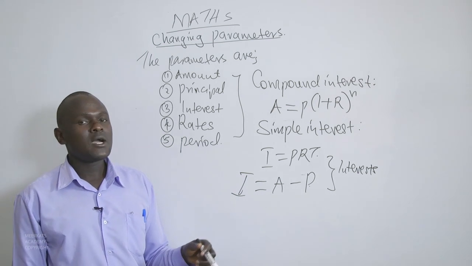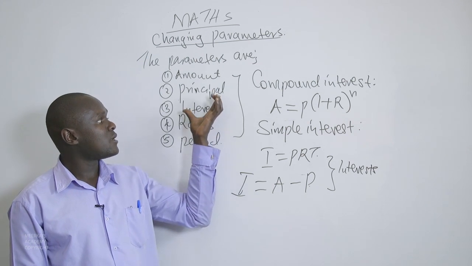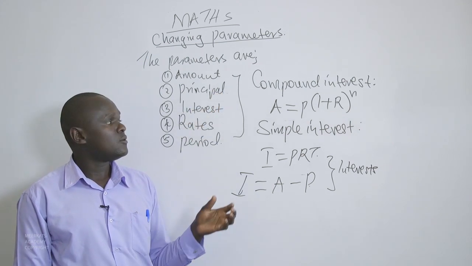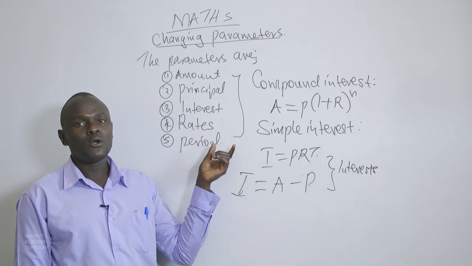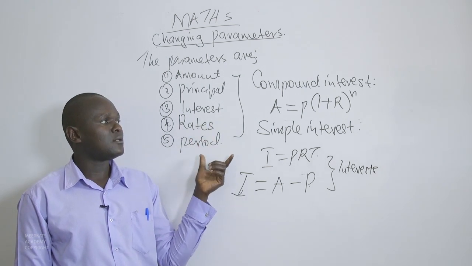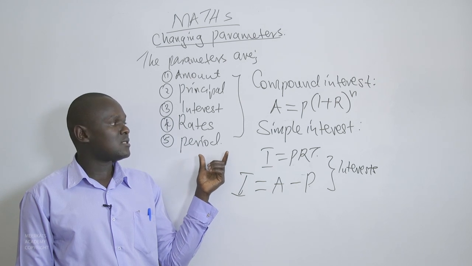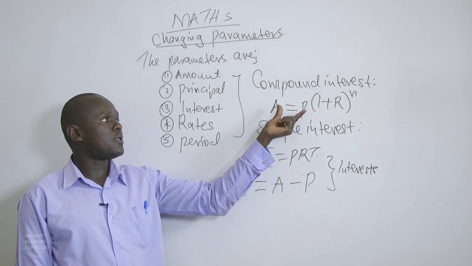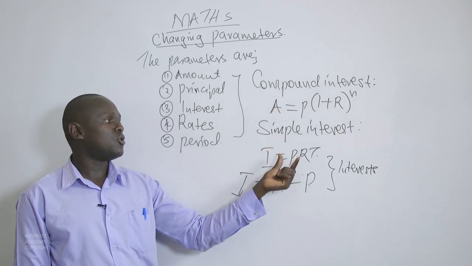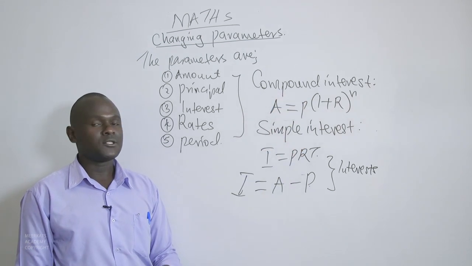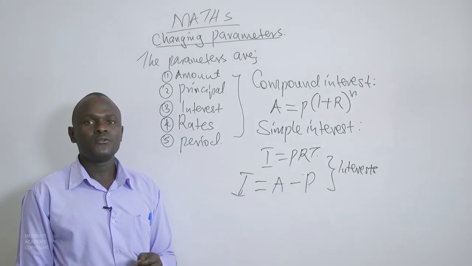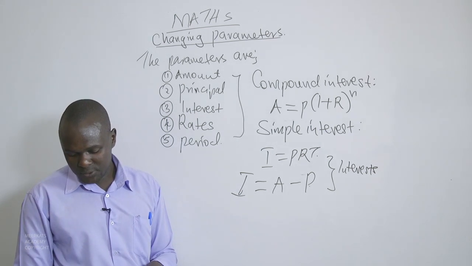So we want to look at examples where we'll be varying these parameters, and we try to look at their overall effect on the other parameters in a given relationship, whether in compound interest or the simple interest. That is what we are going to do. So let us move on and look at examples.